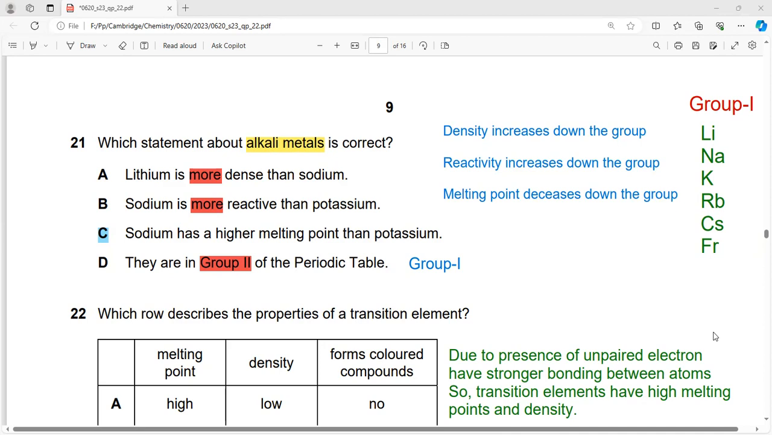And C is the correct statement: sodium has a higher melting point than potassium. You can see that the melting point is decreasing down the group, and sodium comes first, so it has a higher melting point as compared to potassium. And they are in group 2? That is wrong. These are alkali metals, so they are present in group 1. So C is our correct statement here.